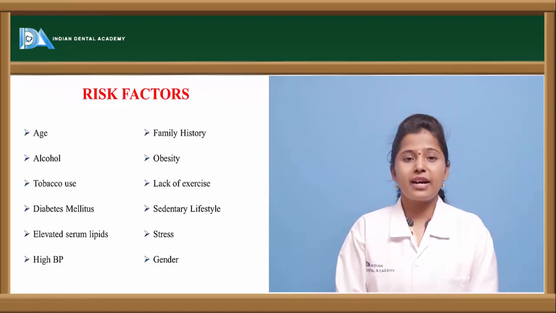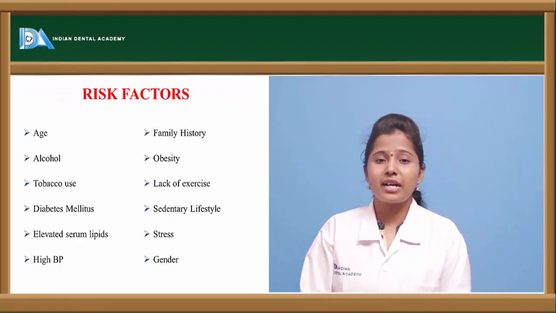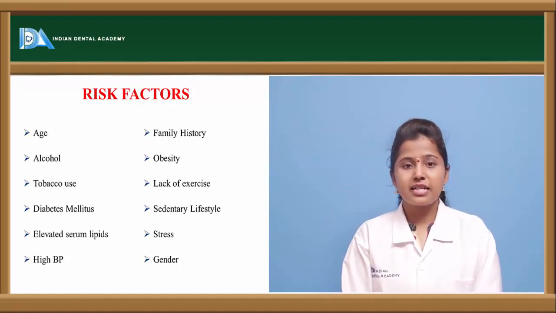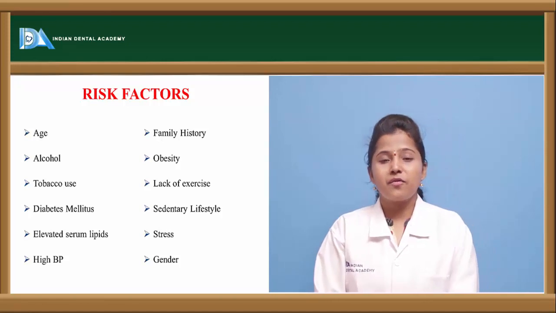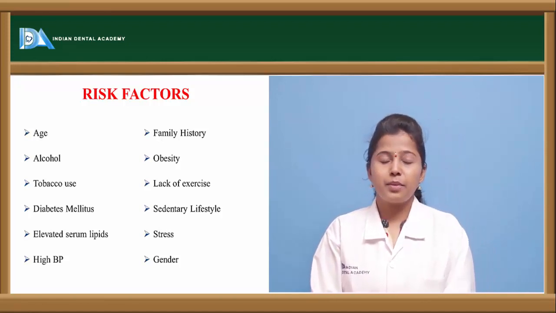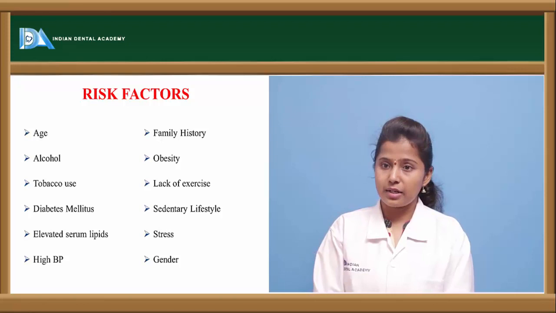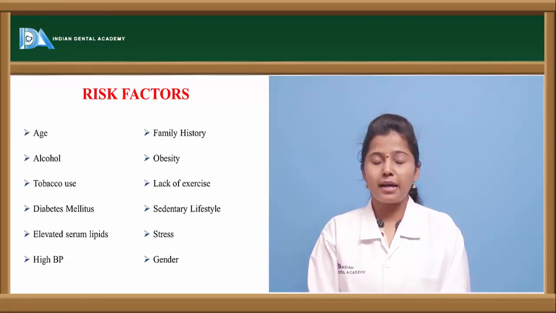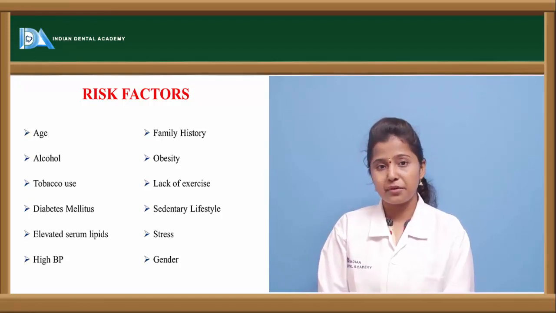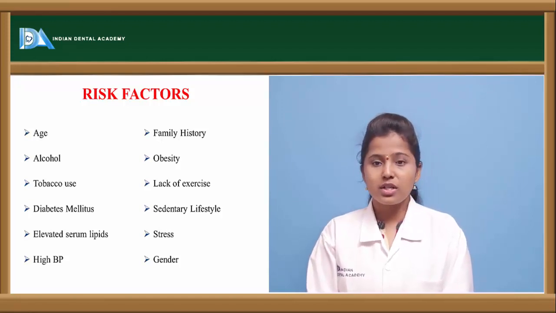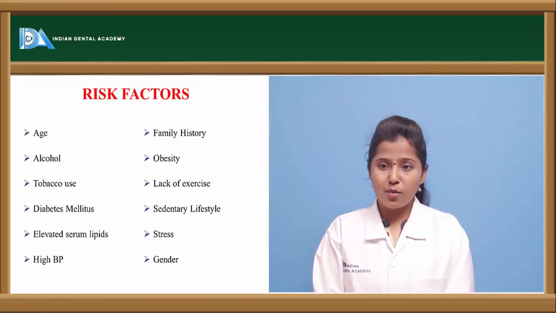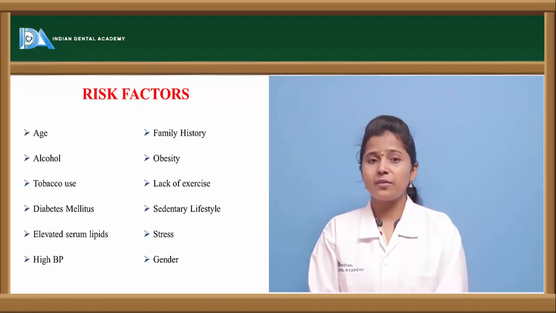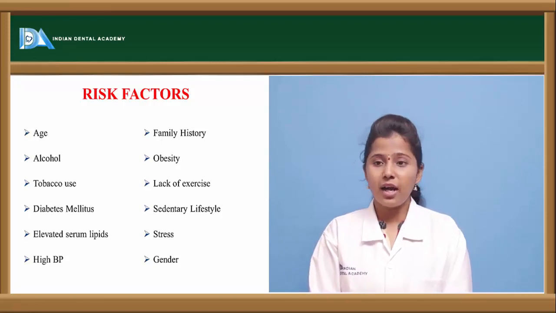Next, what are the risk factors which lead to angina? One is age factor. As the age increases, there may be improper functioning of the heart and most people who are aged are prone to cardiovascular disorders. And alcohol consumption: people who consume alcohol in large amounts will suffer from these kinds of cardiovascular disorders. Tobacco use: people who smoke. And the other condition is diabetes mellitus. Patients suffering from diabetes mellitus are prone to cardiovascular disorders.